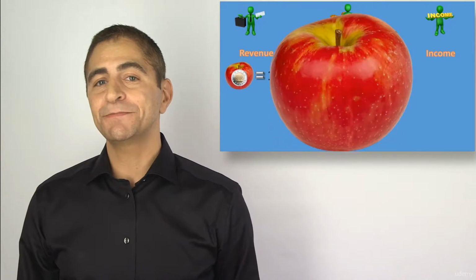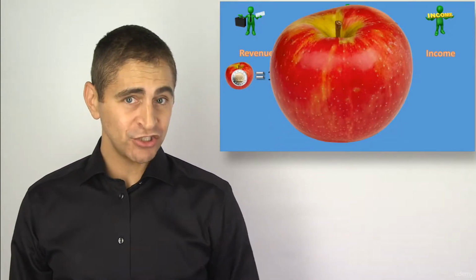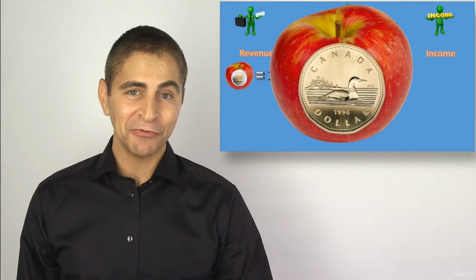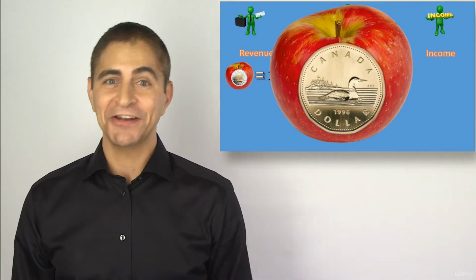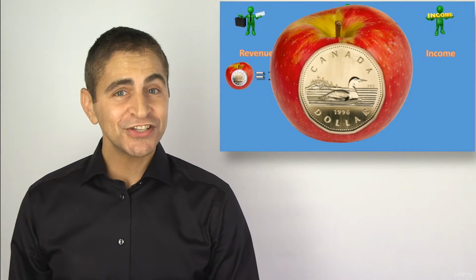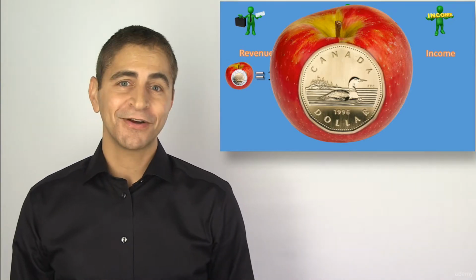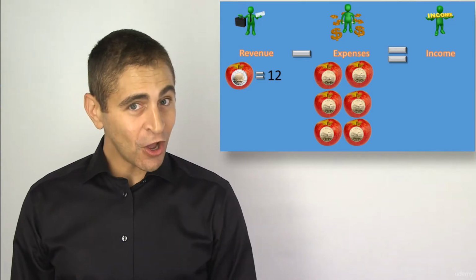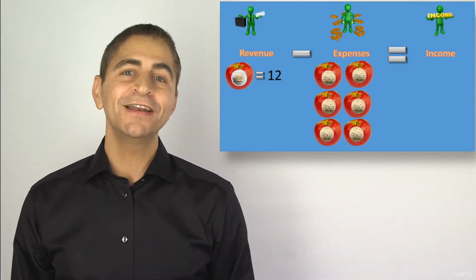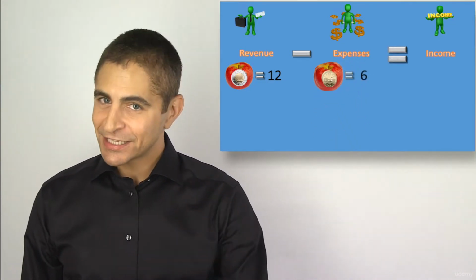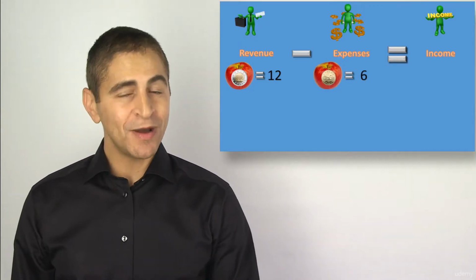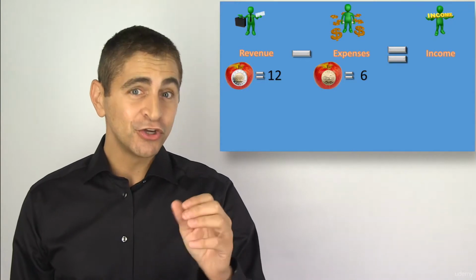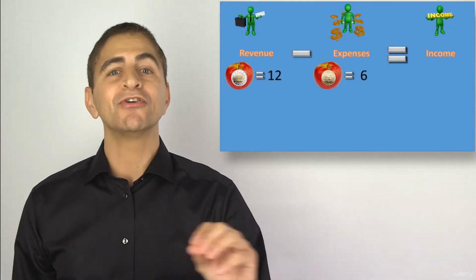Now, in terms of expenses, it costs you $1 to make 1 apple. That's a Canadian $1 bill. We call it a loonie. Represent, I'm Canadian here. So it costs us $1 each to make an apple, and we made 6 apples. And so the cost of goods sold is $6. Revenue minus the cost of goods sold equals your gross profit.